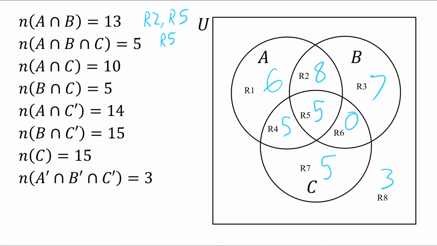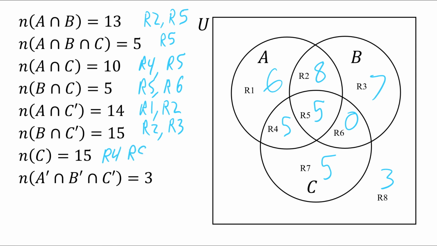So A intersect C, that was region 4 and region 5. B intersect C, that was region 5 and region 6. A intersect C complement, we said that was region 1 and 2. B intersect C complement, that was region 2 and region 3. And then C, that was region 4, region 5, region 6, and region 7. All of those were in set C. And then A complement, intersect B complement, intersect C complement, that was just region 8.